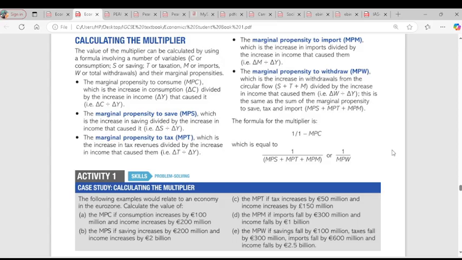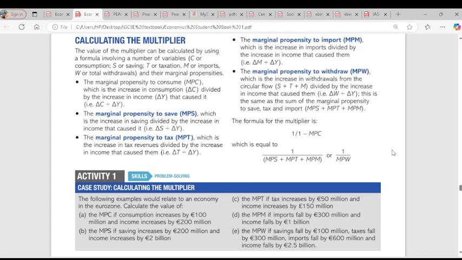Remember, we have average propensity to consume, which is consumption divided by income. That's APC. APC is C divided by Y. But when it comes to marginal propensity to consume, it is change in consumption over change in income. I think the point is clear. Then the second one, marginal propensity to save, MPS. Marginal propensity to save is change in savings over change in income. So a change in your savings that brings about a change in income is marginal propensity to save.